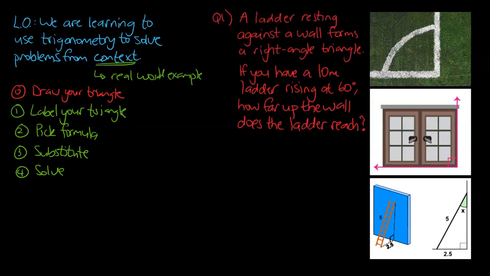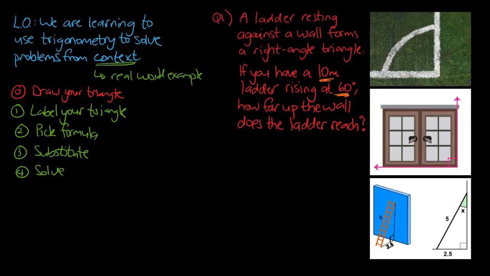Okay, so I've got a question on the board. A ladder resting against a wall, so it relates to this ladder scenario down here, forms a right angle triangle. If you have a 10-meter ladder rising at 60 degrees, so 10 meters and 60 degrees, how far up the wall does the ladder reach? First step, we don't have a triangle this time around. Normally we're given the triangle, but this time we don't have it. So we're going to have to draw a triangle.